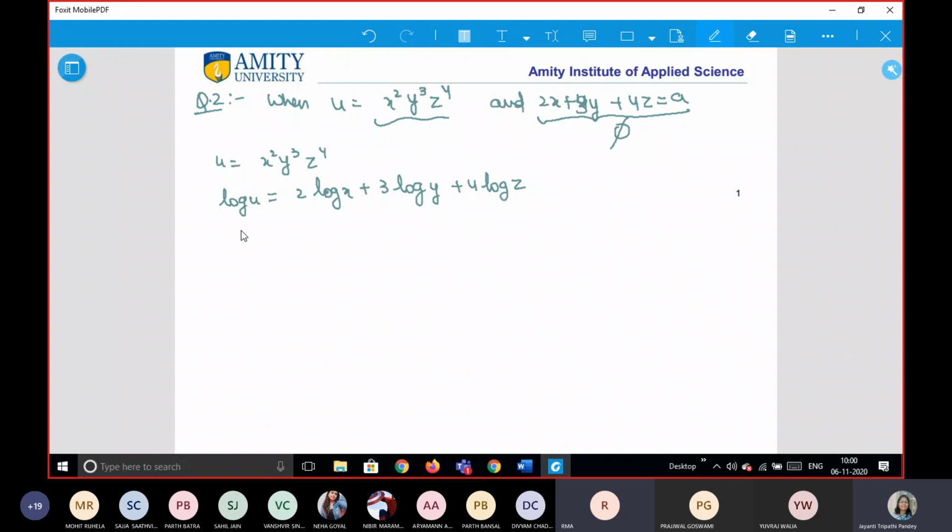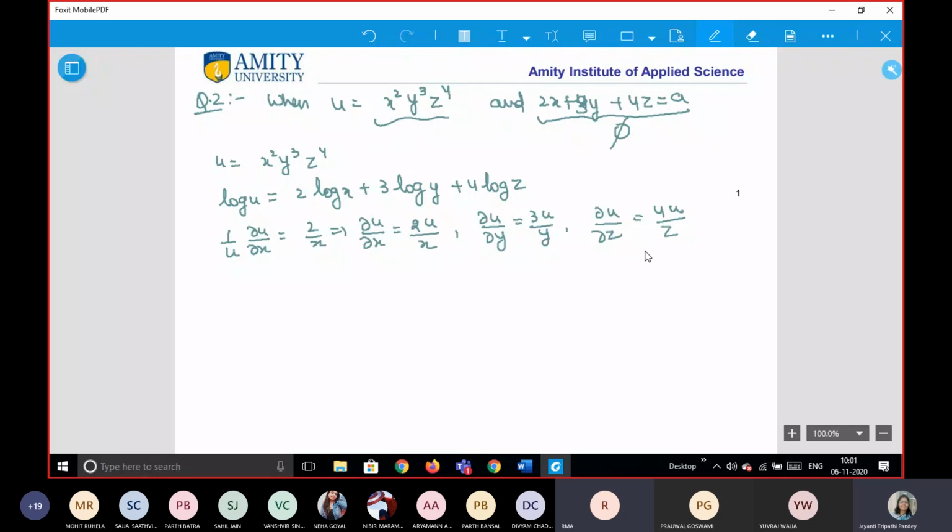Okay ma'am. Now when you differentiate, what will you get? I'm differentiating it with respect to x and y and z. So I'll get 2 by x. That means del u by del x is 2u by x, right? Similarly, when you find del u by del y, since it is only 3 upon y, that is 3u by y. And del u upon del z is 4u upon z. Is this okay?